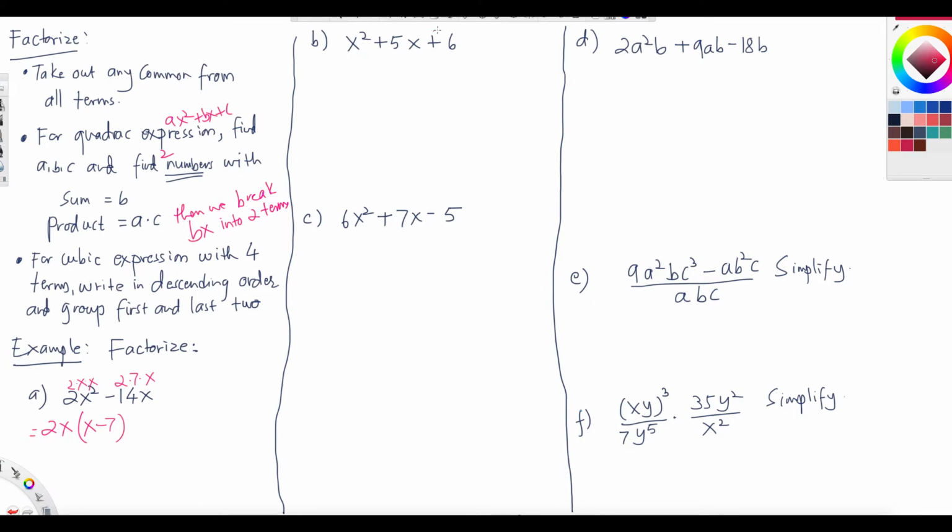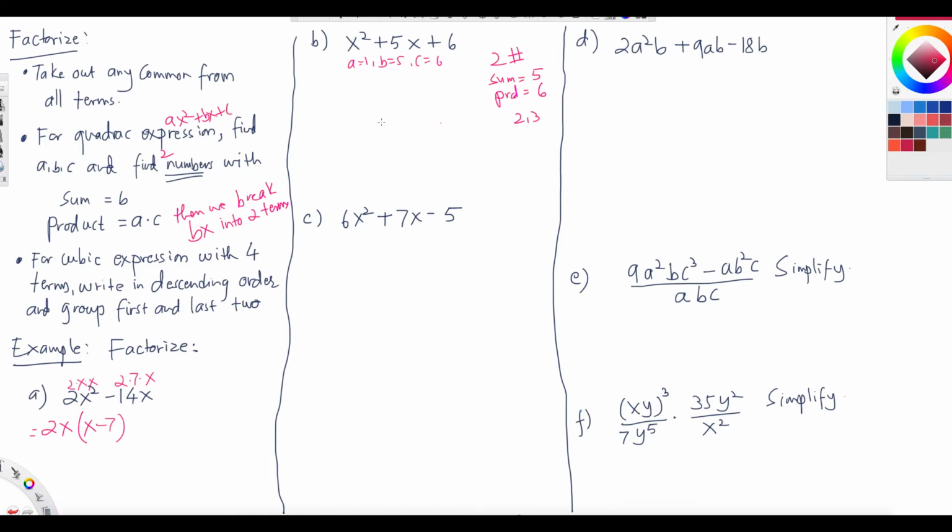Next, look at this. This is a quadratic expression. There is nothing common on these three, right? So what you do is find out a. A is 1, b is 5, and c is 6. You need to find out two numbers whose sum is b, that is 5, and product is a times c, that is 6. So tell me, what are those two numbers whose sum is 5 and product is 6? That is 2 and 3, right? Those are the two numbers whose sum is 5 and product is 6.